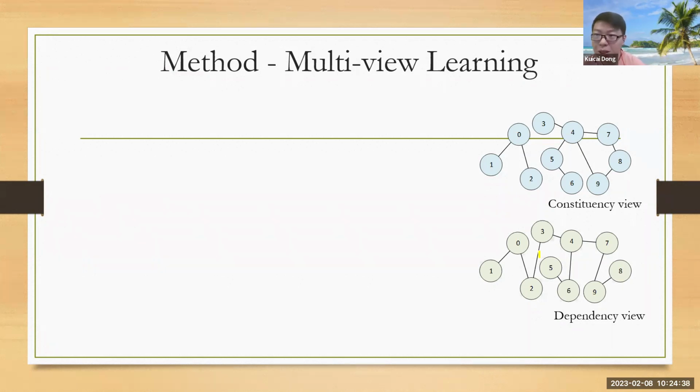So we can combine heterogeneous multi-view information into a stronger one. It is better than using any single view. That is the purpose of multi-view learning.